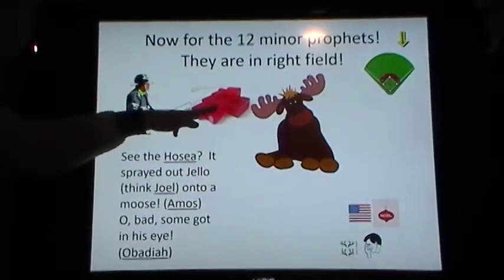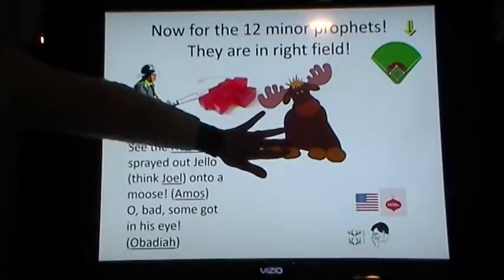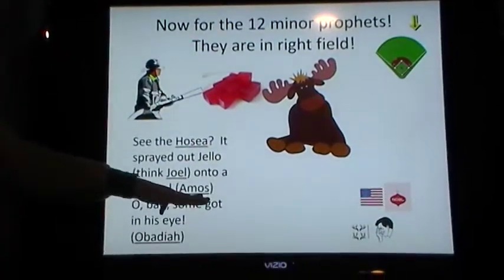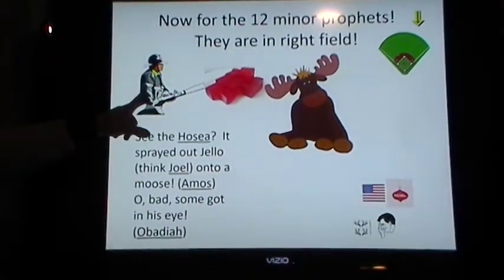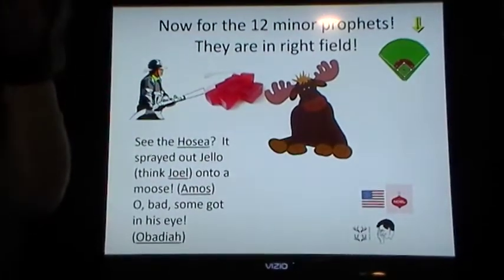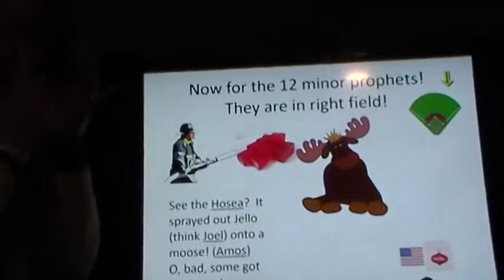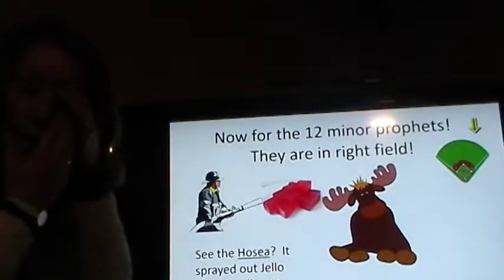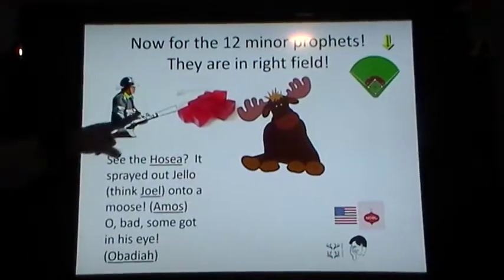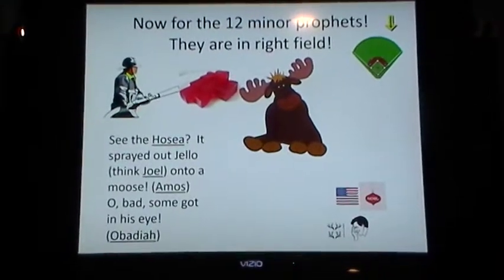Hosea, Joel. Now he's going to spray this Jello on this moose. A moose. Sounds like Amos. Hosea, Joel, Amos. And he gets some of the Jello in that moose's eye. Okay? It's a bad eye now. Obadiah. Hosea, Joel, Amos, Obadiah.